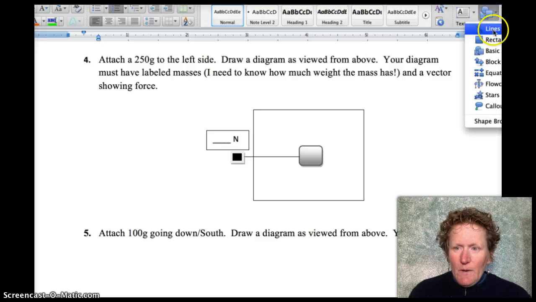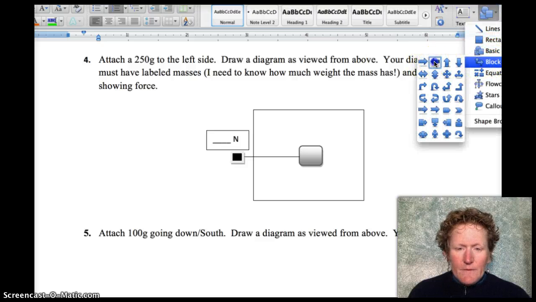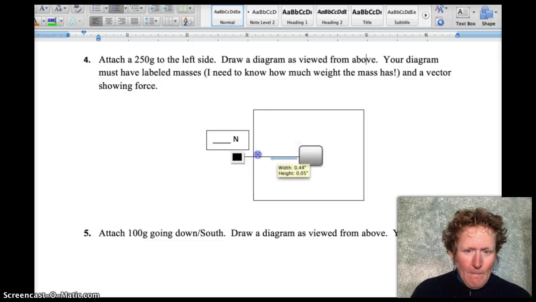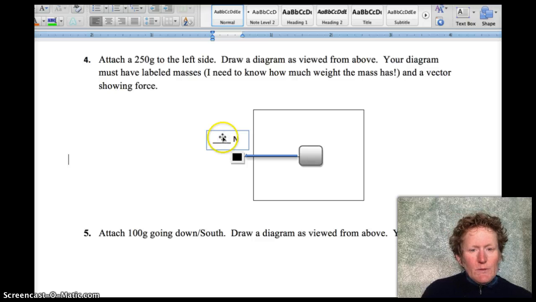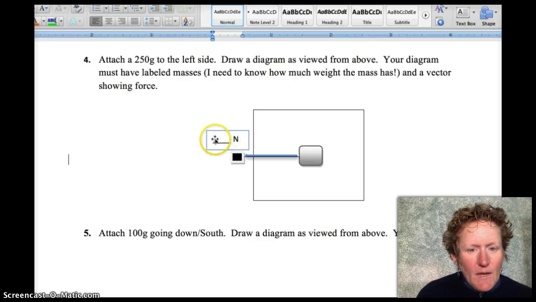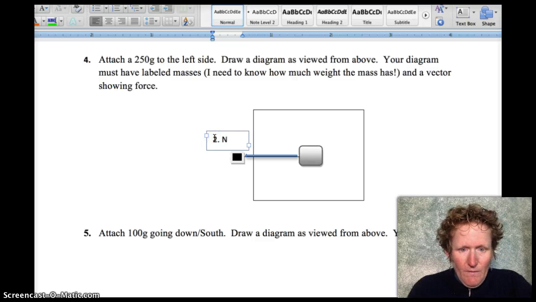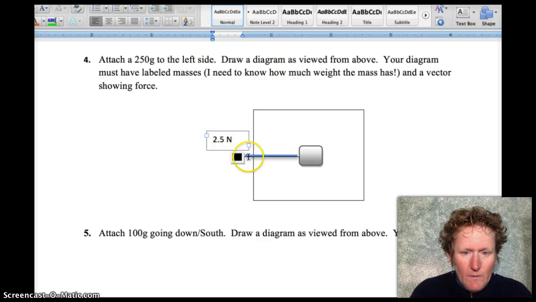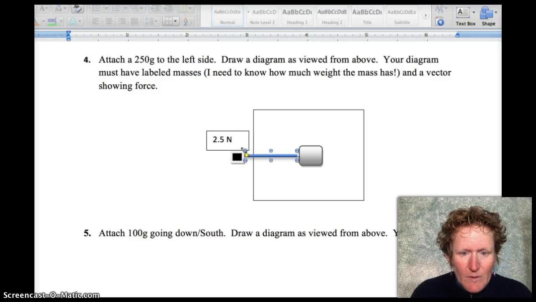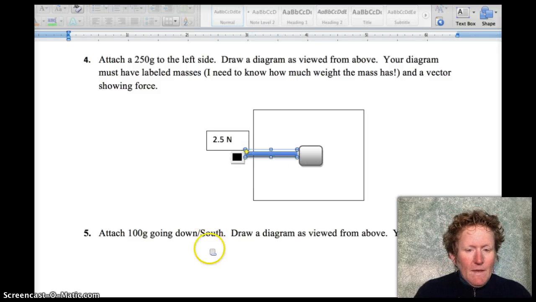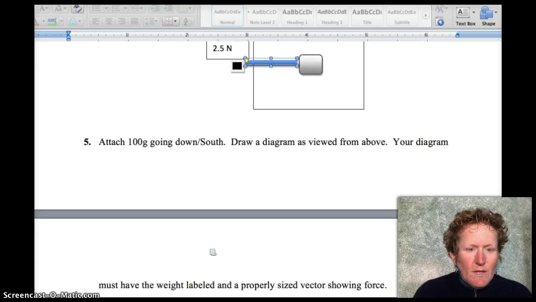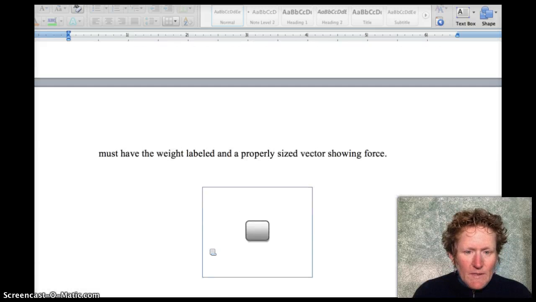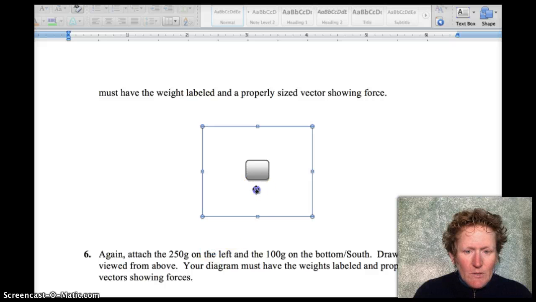All right, let's put an arrow in. We know that it went off to the left. And we know that 0.25 kilograms times 10 is 2.5 newtons. So I'm going to put in 2.5 newtons here. You can make this arrow, your vector, a little bit wider if you want. Let's go through the rest of the lab and then you can finish it on your own. Going south would be going down, so make sure your vector is going here, down.